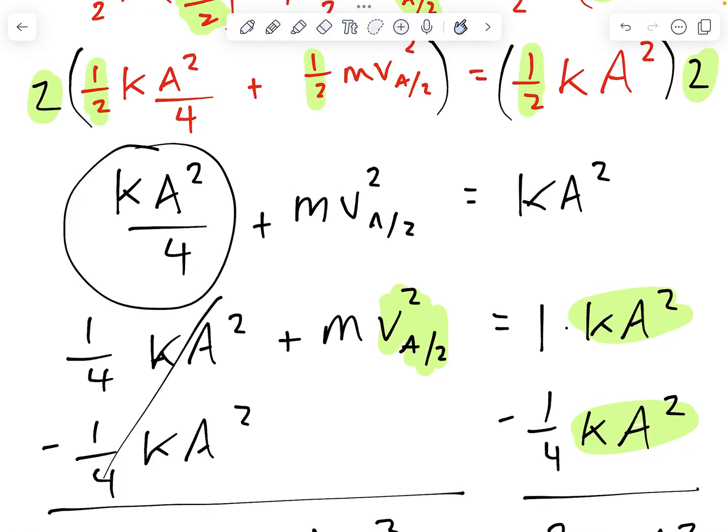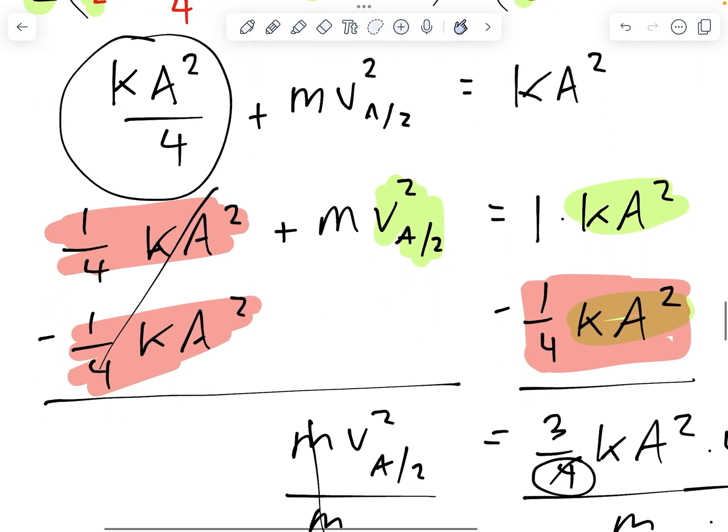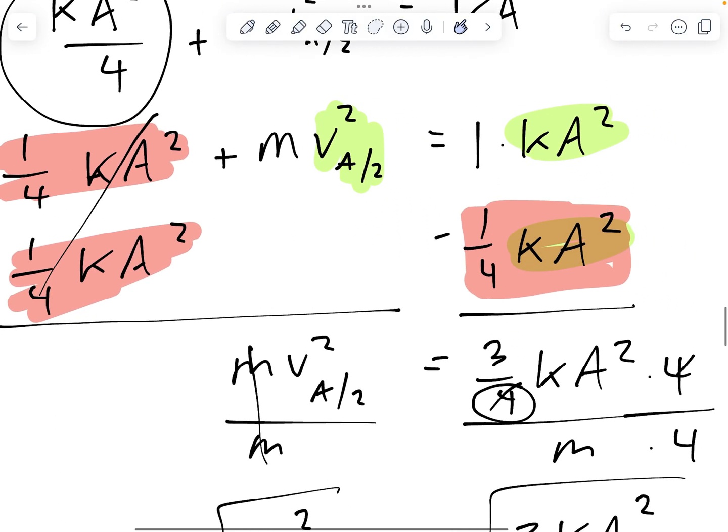but helps us see what we're essentially doing, which is subtracting these coefficients. We're trying to solve for v, so we need to eliminate this term, so we subtract it. And then when we do that from the right side as well, we have 1 ka squared minus 1/4 ka squared, which just leaves us with 3/4 ka squared.